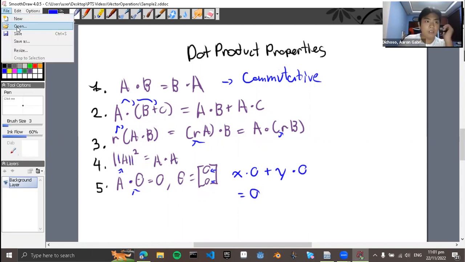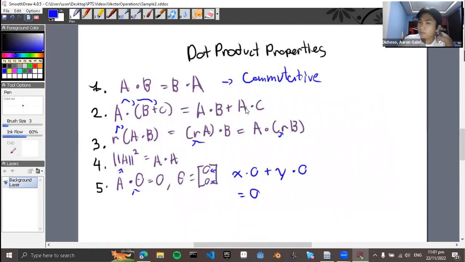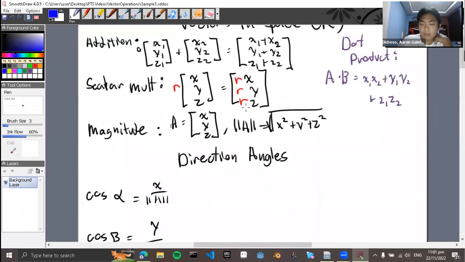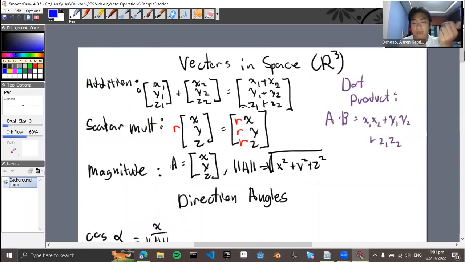Lastly, we are going to talk about vectors in space, or the third dimension, 3D vectors. So instead of just having x and y, we have an additional vector z.